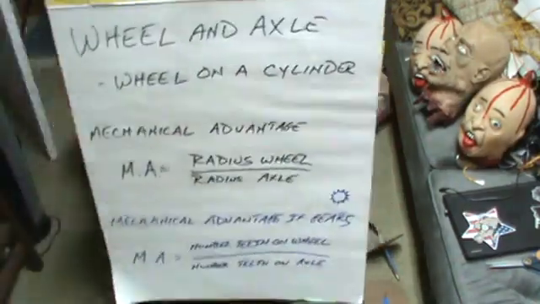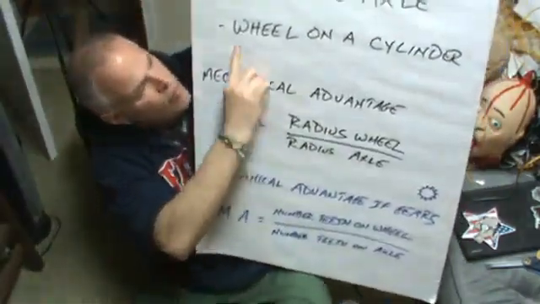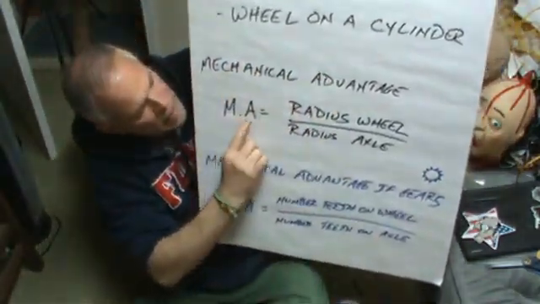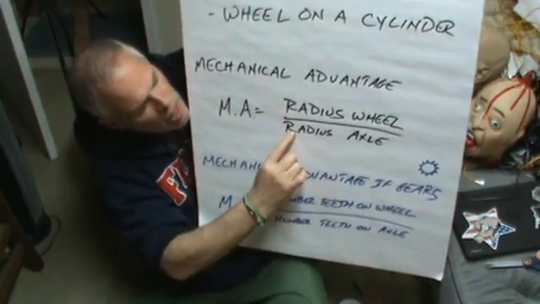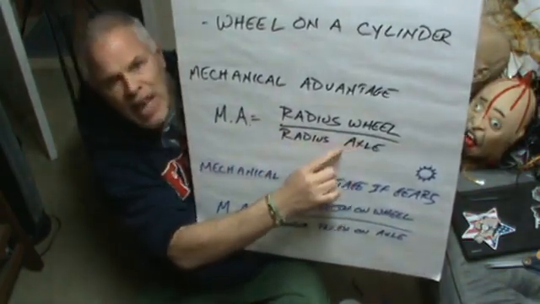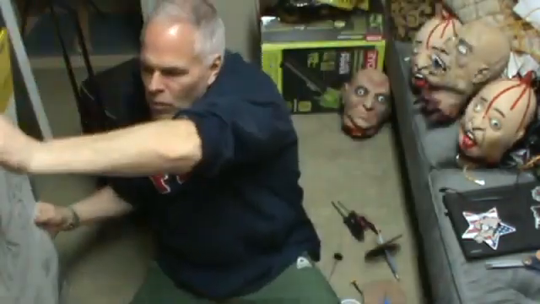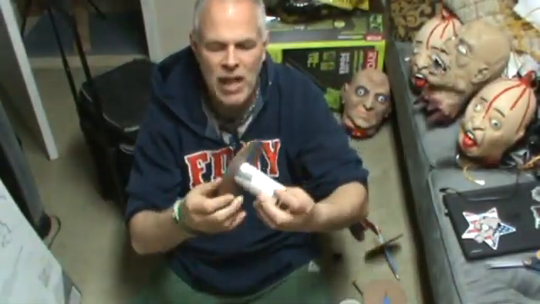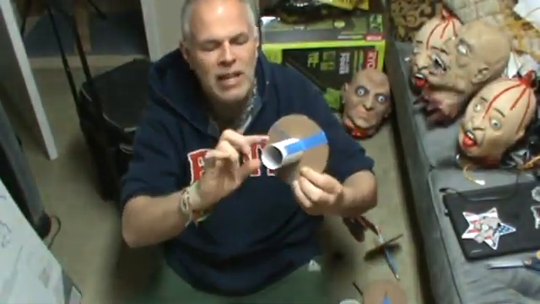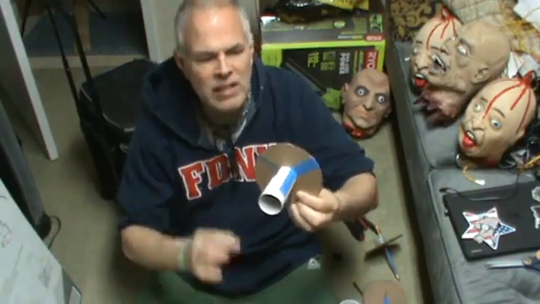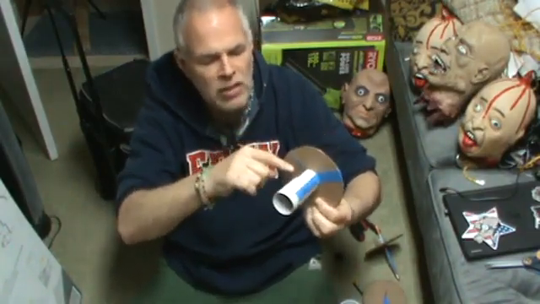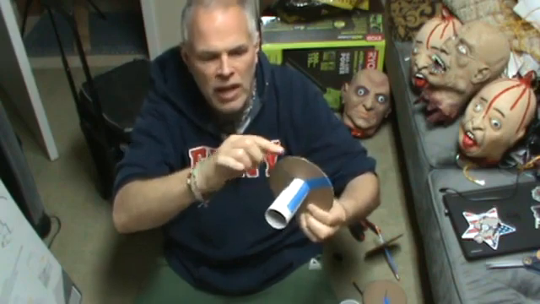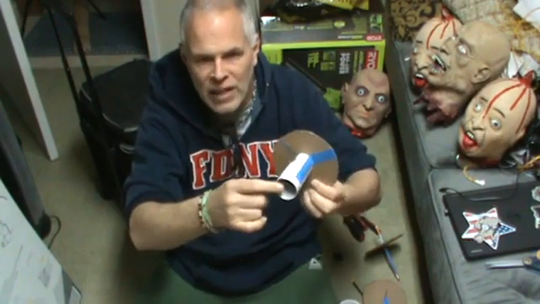So for a wheel and axle, mechanical advantage, first of all, for a wheel on a cylinder, is the radius of the wheel divided by the radius of the axle, okay? So what exactly does that mean? Let's look at some of these examples I have here. Here I have a wheel and here's my axle. If I take the radius, which is basically from the center to the outside, and divide it by the radius of the axle, that would give me my mechanical advantage.